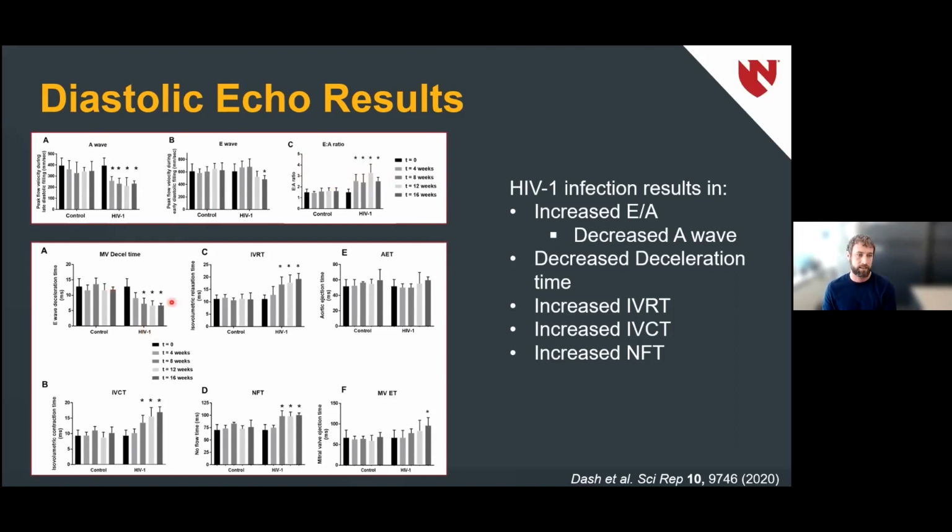The mitral velocity deceleration time, which is another measure of impaired relaxation, is decreased starting at 8 weeks post-HIV infection. Isovolumic relaxation time and the isovolumic contraction time, again, both measures of impaired relaxation and diastolic dysfunction, are increased starting at 8 weeks post-HIV infection. So we see a strong diastolic dysfunction that continues to progress as the HIV-1 model progresses.